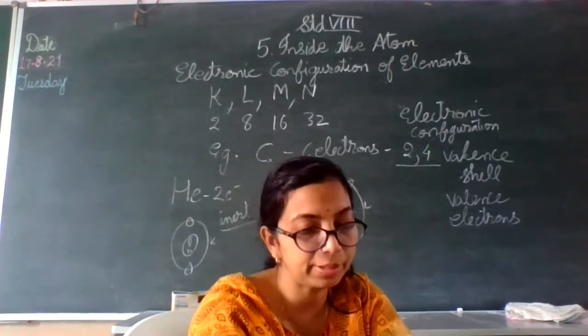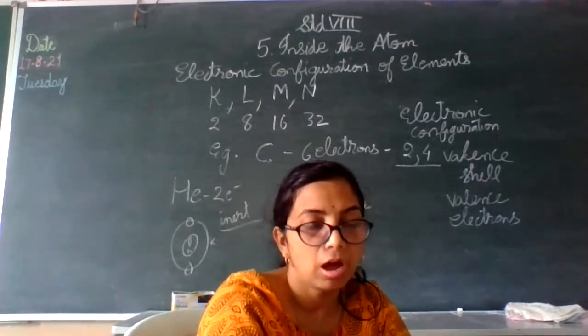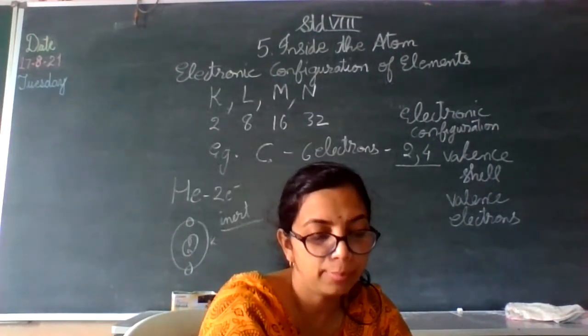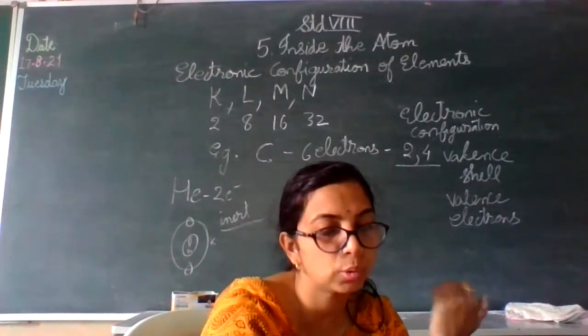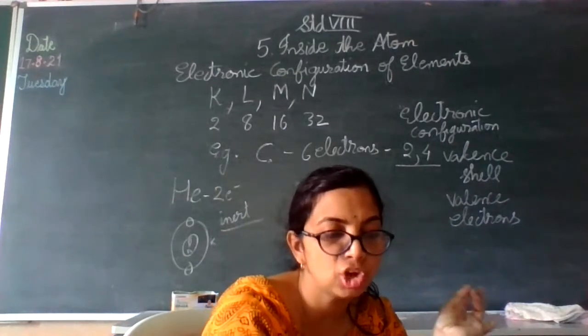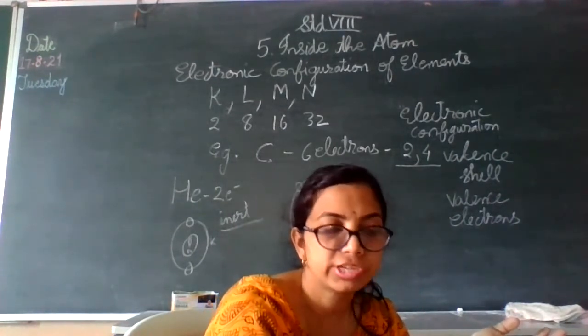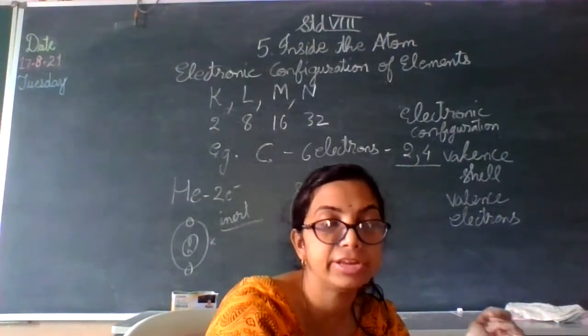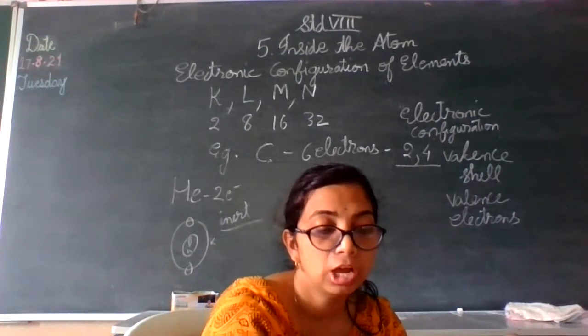Now, another example that you can take: this completely filled outermost shell will make it stable. Many such examples are there. You can take carbon, neon. Neon is also stable. Its outermost shell, the L shell, is having 8 electrons. So it is completely stable.